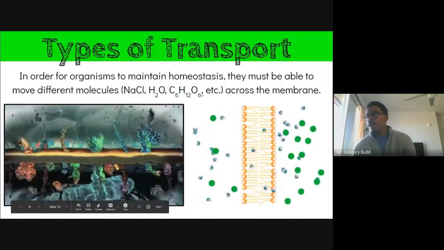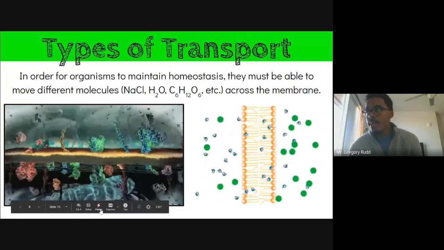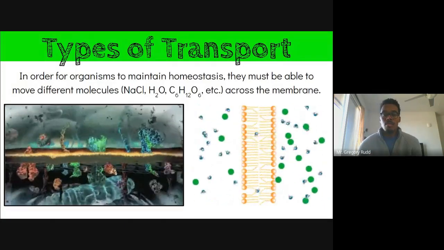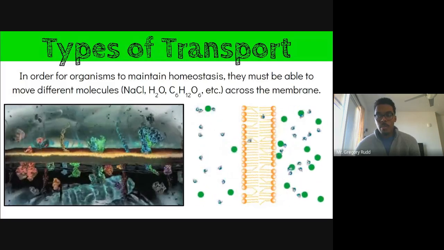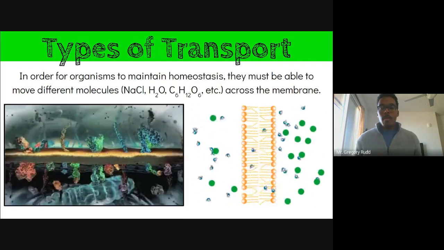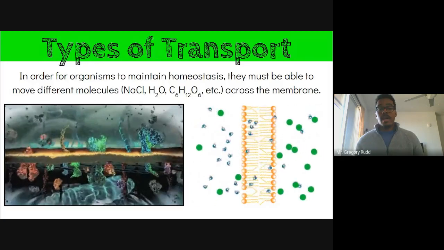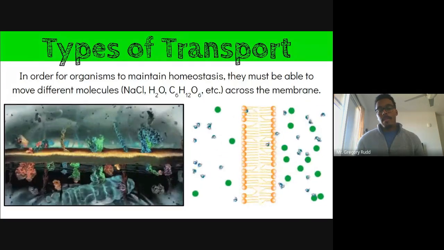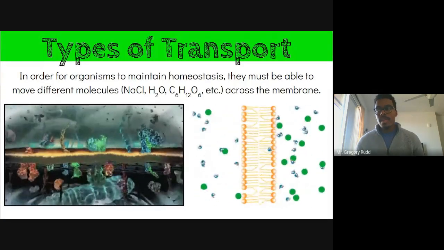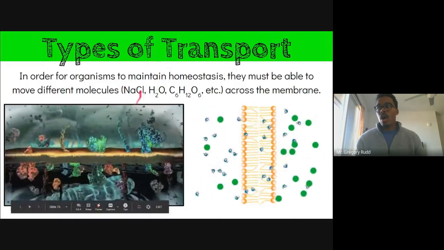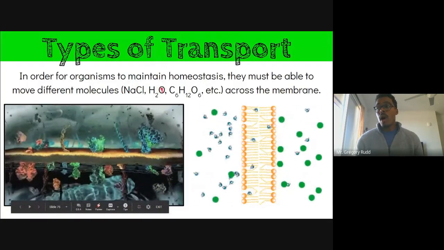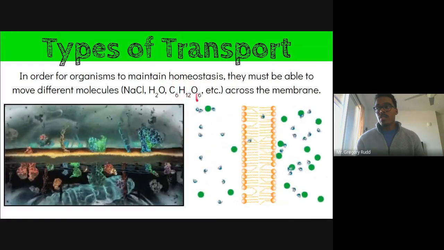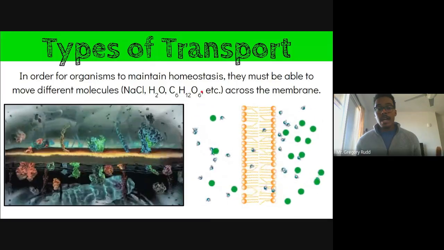Okay, so we discussed yesterday that in order for these organisms to maintain homeostasis, they must be able to move different molecules across the membrane. So homeostasis is a concept that applies to the cellular level. It is an individual cell's job to maintain a balance. And again, it might be a balance of salt, NaCl. It might be a balance of water, H2O. It might be a balance of glucose, C6H12O6. It might be a balance of oxygen or carbon dioxide.